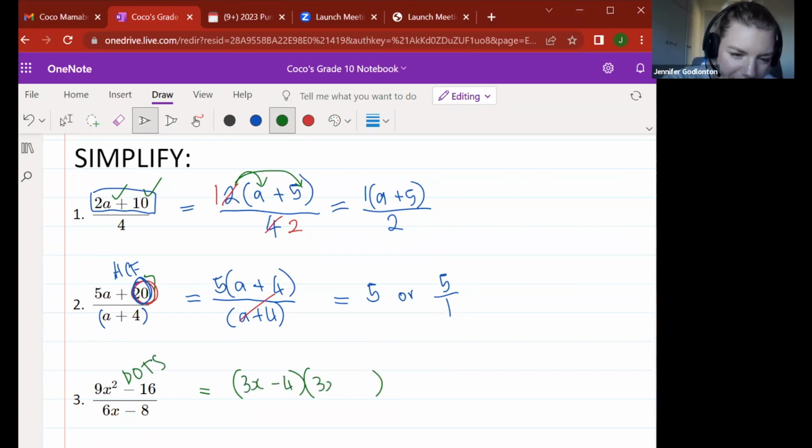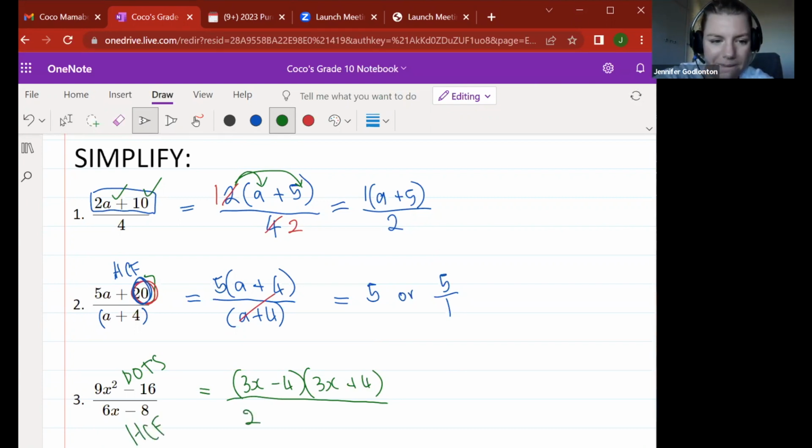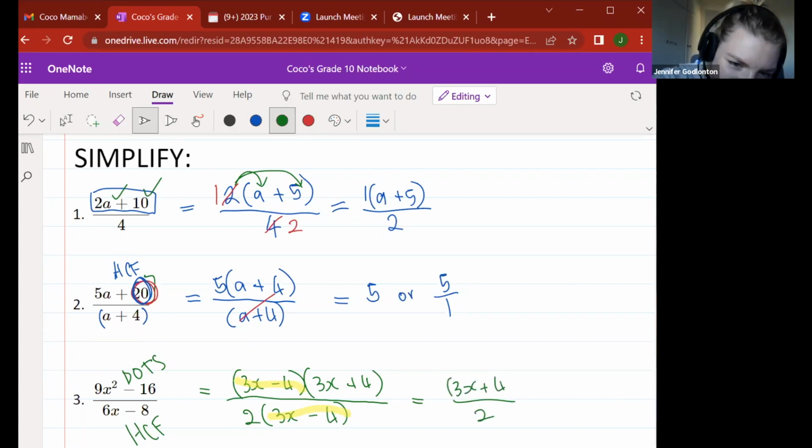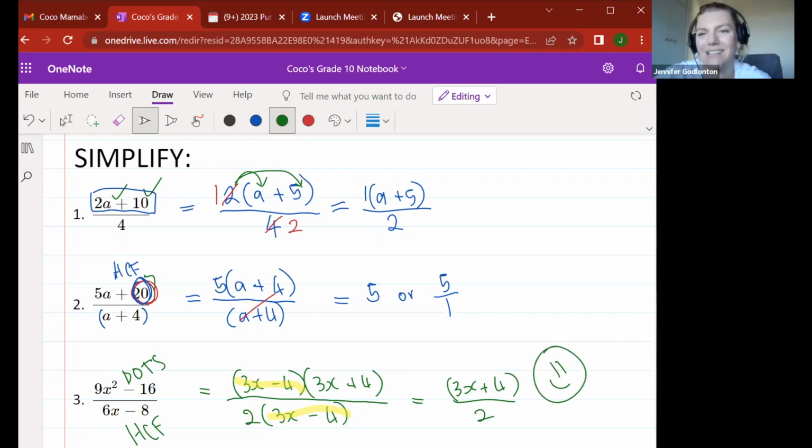I like it. Okay, over. So we take out our HCF, which is 2. Beautiful. Then we're left with 3x minus 4. Nice, then 1. 3x minus 4 at the top is going to cancel with the 1 at the bottom. Good. So what is our final answer going to be? 3x plus 4 over 2. Yes. Nice job. 100%. Awesome work, Fatu. Thank you.